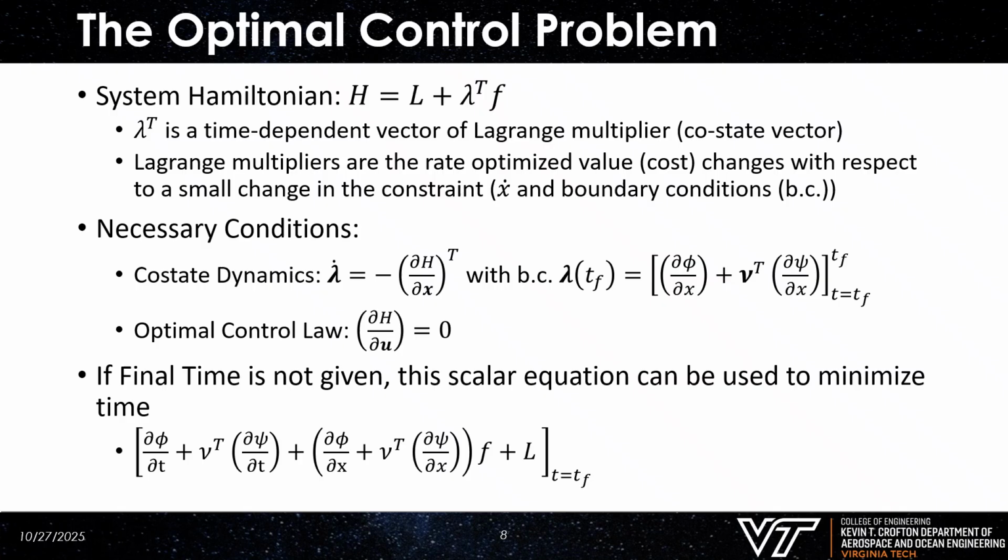Our necessary conditions include our costate dynamics. Lambda dot equals the negative partial derivative of your Hamiltonian with respect to your state, with a given boundary condition that I'll discuss a bit later, as well as our optimal control law, where the partial of our Hamiltonian with respect to our control vector should be 0. And if you don't have a fixed final time and you want to optimize your final time, you can use the following scalar equation to help optimize that.